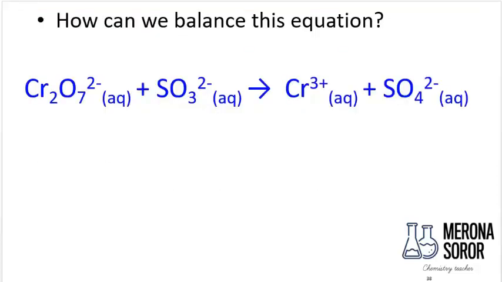Now we have an example. How can we balance this equation? Cr2O7 2 negative ion plus SO3 2 negative ion give Cr3 positive ion plus SO4 2 negative ion.